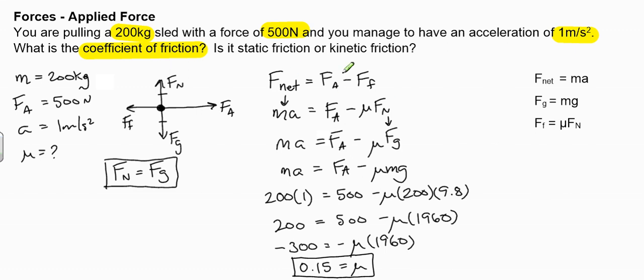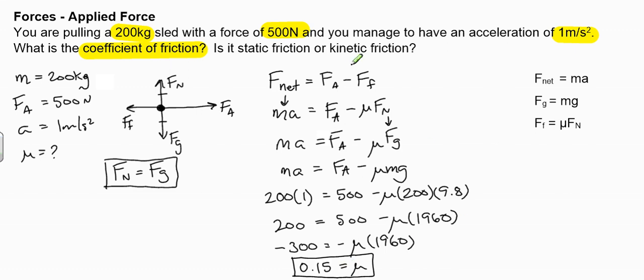So I've just taken my net force equation that goes with this, and they match. The FA is on the right, the FF is on the left. I replaced them with mass times acceleration. I worked my force of friction down to mu Fn, mu Fg, so mu times mass times gravity. I put all my numbers in. You could also rearrange before you put the numbers in, but this is pretty good here. So our coefficient of friction is 0.15.